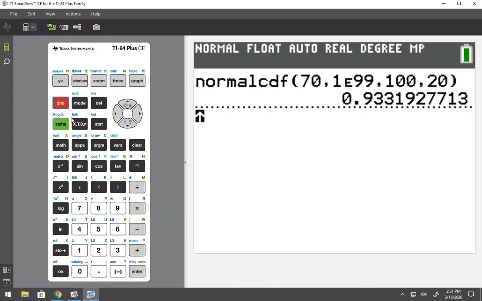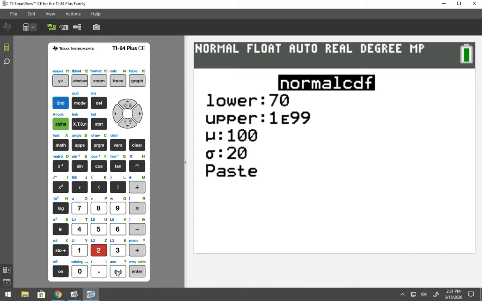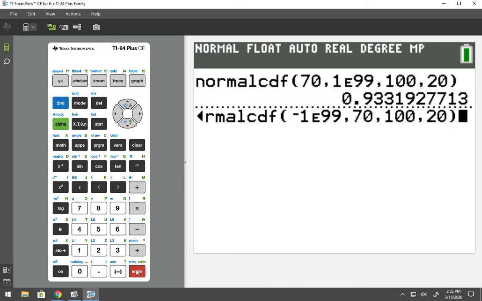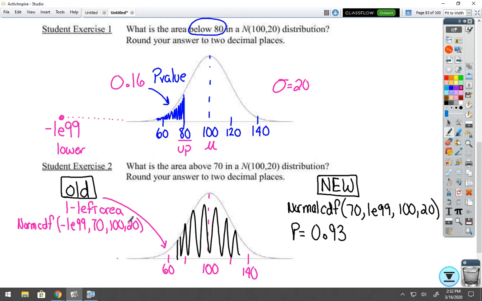So I go to here, and I go to second, and I go to my normal CDF, pick number 2. So again, remember, I'm going to go negative 1. I'm going to use my second function, E99, and get this really crazy tiny number. I'm going to work my way up to a 70. I'm going to keep my mu. I'm going to keep my standard deviation. I'm going to hit paste, and I'm going to hit my buttons, and notice what it says, 0.066 or 0.07.